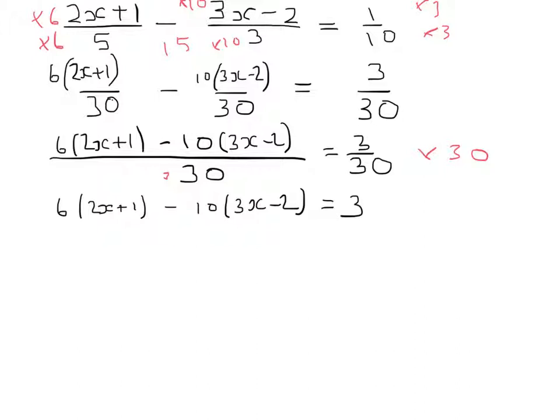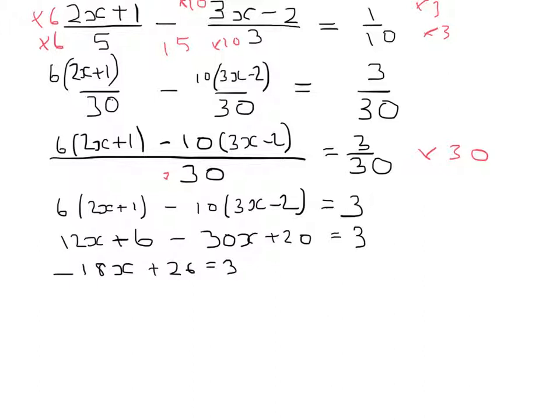So to do this we'll need to expand the brackets. So we have here 12x plus 6, if I expand that first bracket, minus 10 times 3 is 30x. We have to be careful here because we have minus 10 times minus 2, which gives us plus 20. That equals 3 on the right hand side. So now we can combine the like terms. We've got a 12x here minus 30x. So we'll end up with minus 18x. Be careful with our signs. Combine the number terms, plus 6 and plus 20, to give us plus 26 equals 3.